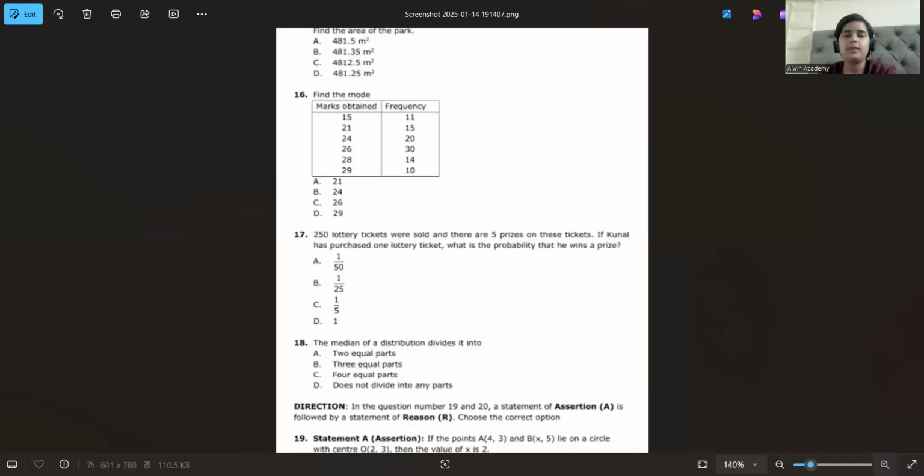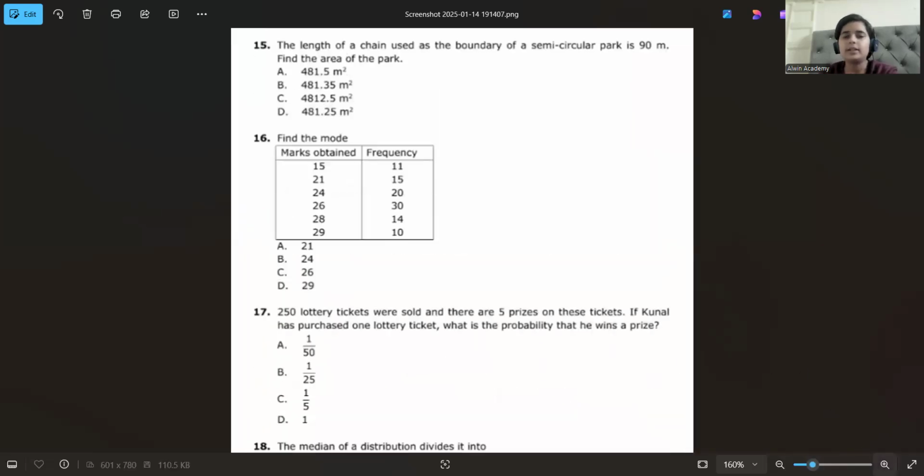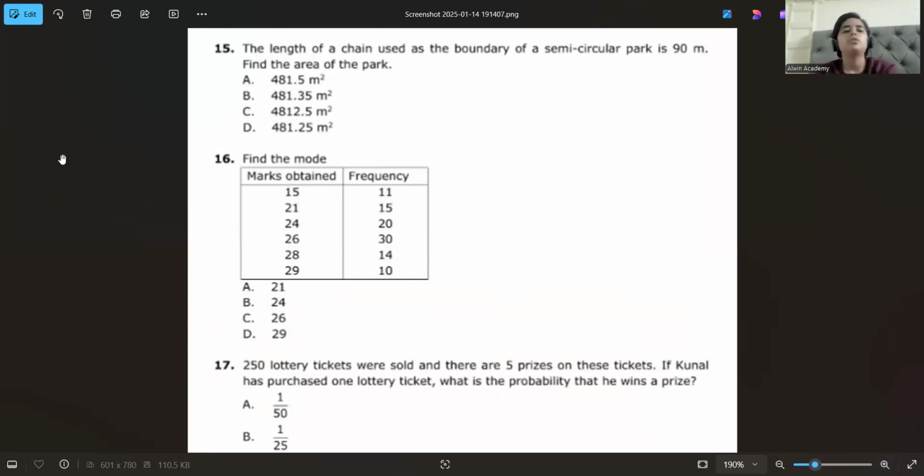Going to question number 15, we have the length of chain used as a boundary of a semicircular park is 90 meter. Find the area of the park. Now the boundary of a semicircular park actually means pi r, which is half of the circumference, plus 2r is equal to 90. What I mean to say is, if this is the particular semicircle, then its boundary would be this half of circumference and this diameter, which I can also write as 2r.